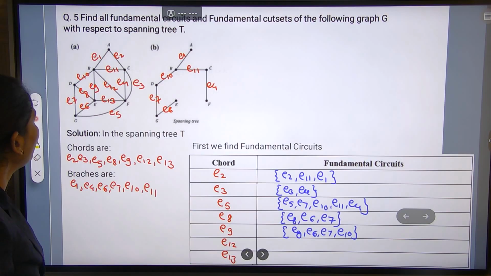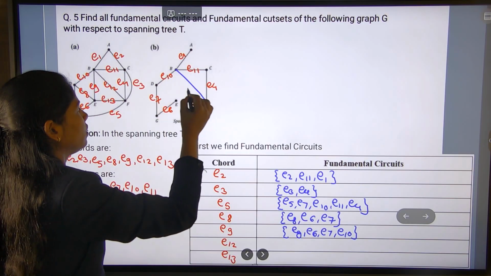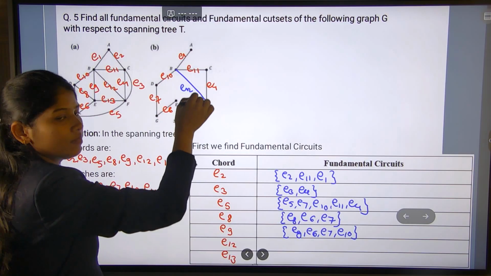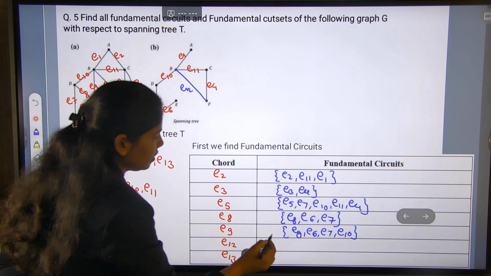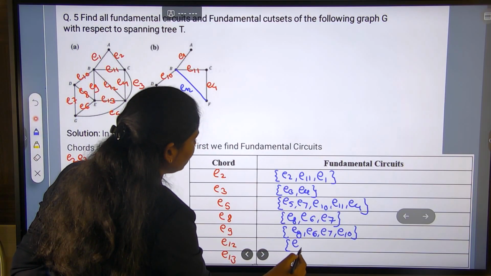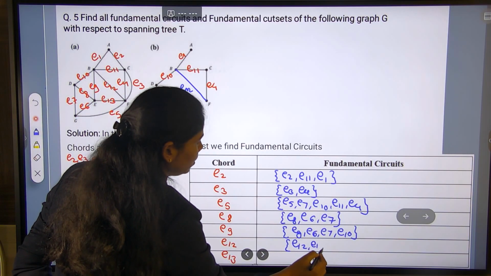If we join E12, this is E12. Here we get one cycle. All edges, write down here: E12, E11, E4.